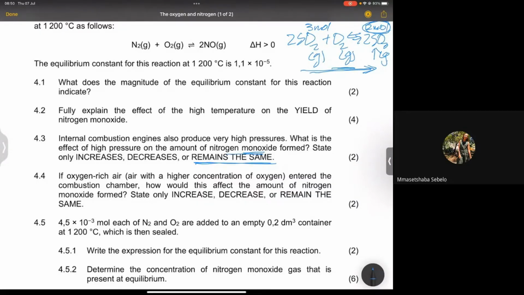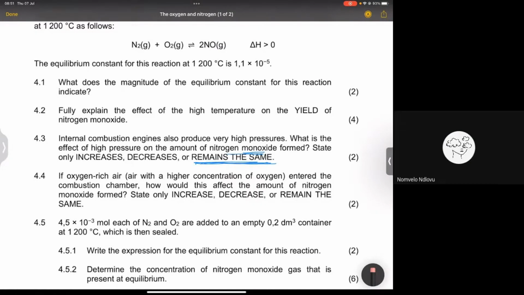But in this case, because we've got 2 and 2 on the left and on the right, as a result, that is why our answer would be it would remain the same. Okay, right. Now, they say to us, if oxygen rich air, that is air with a higher concentration of oxygen, entered the combustion chamber, how would this affect the amount of nitrogen monoxide formed? State only increase or decrease or remain the same.